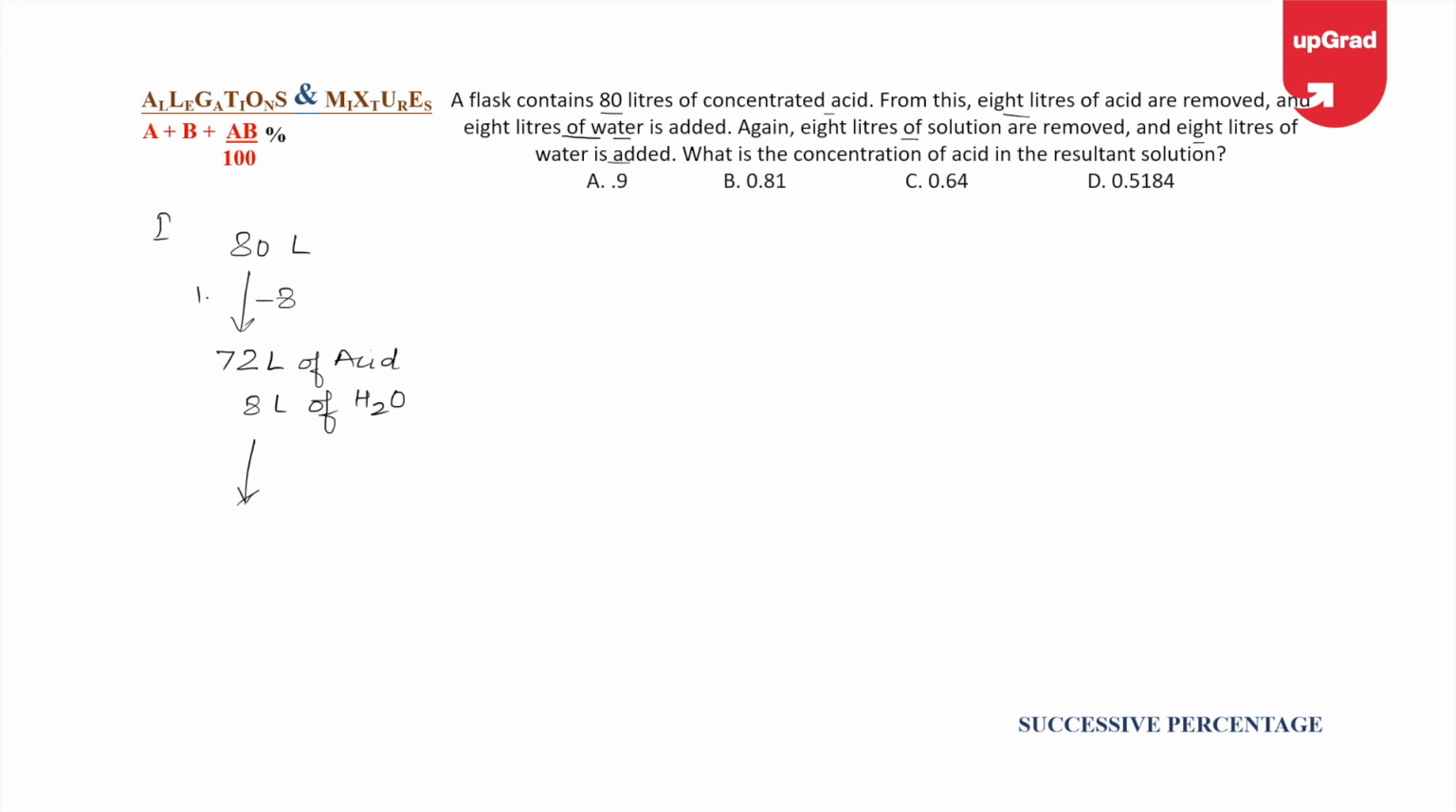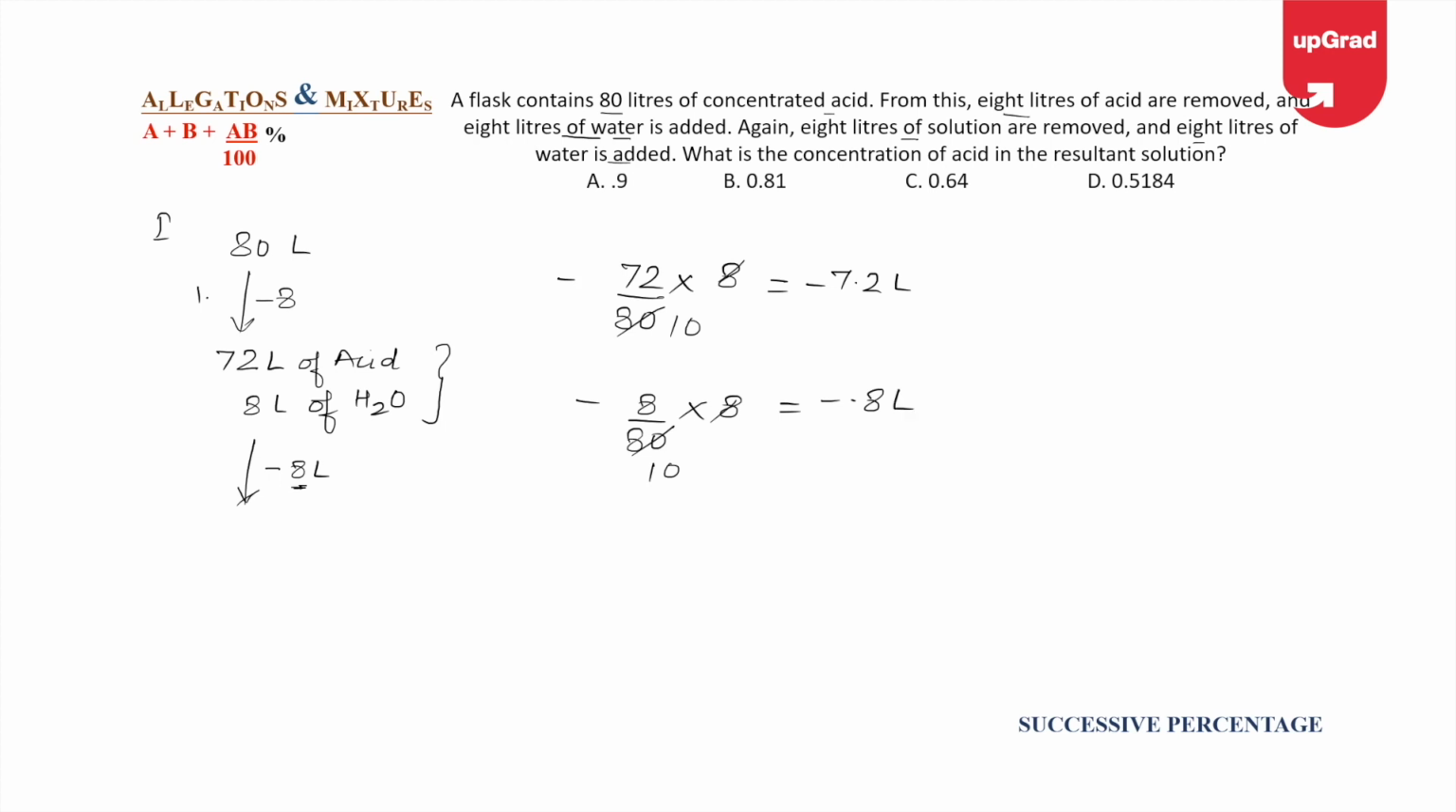Now, next time, again, there is 8 liters removed. But remember, this time, this 8 liters actually comprises acid as well as water. And what will be the ratio in which it will be having acid and water? It will be the same ratio in which it is there in the mixture. Which means 72 parts of the total of 80 will be acid, whereas 8 parts of the total will be water. I hope you understand this concept of ratio and proportion. So when I solve it, I will be getting that out of 8 liters, 7.2 liters is acid, and the remaining 0.8 liters is water.